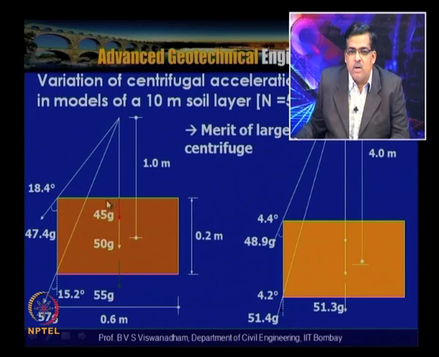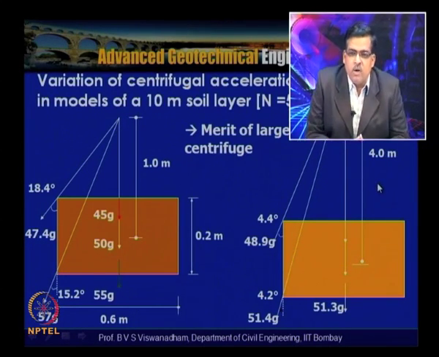But in the case when you take a radius of 1 meter, here it is 45 gravities and here it is 47.4 gravities. So there is a variation of G level with the horizontal distance. Similarly here it is 45 gravities, at the bottom it is 55 gravities, because here it is R_T omega square and here it is (R_T plus 0.2) omega square. Whereas if you have a large beam centrifuge, the variation of the G level is present, but the variation is negligible. So this actually shows the merit of a large beam centrifuge.